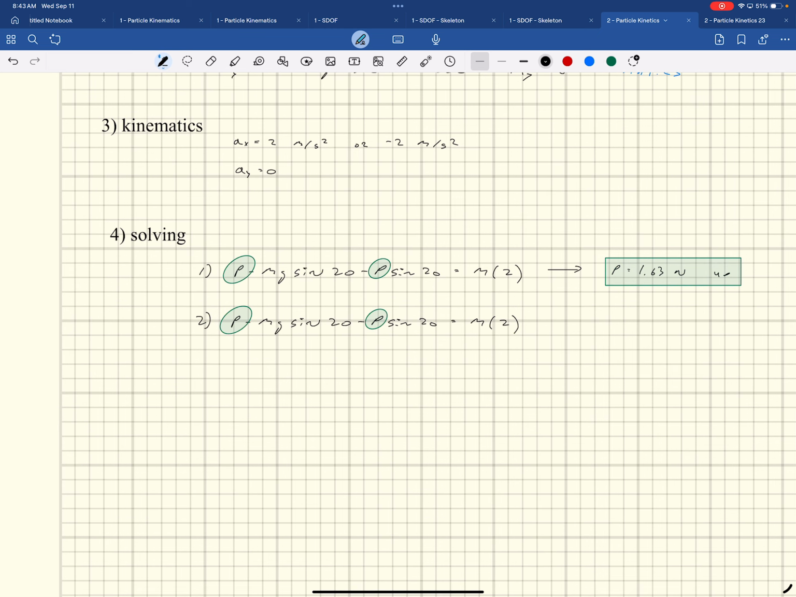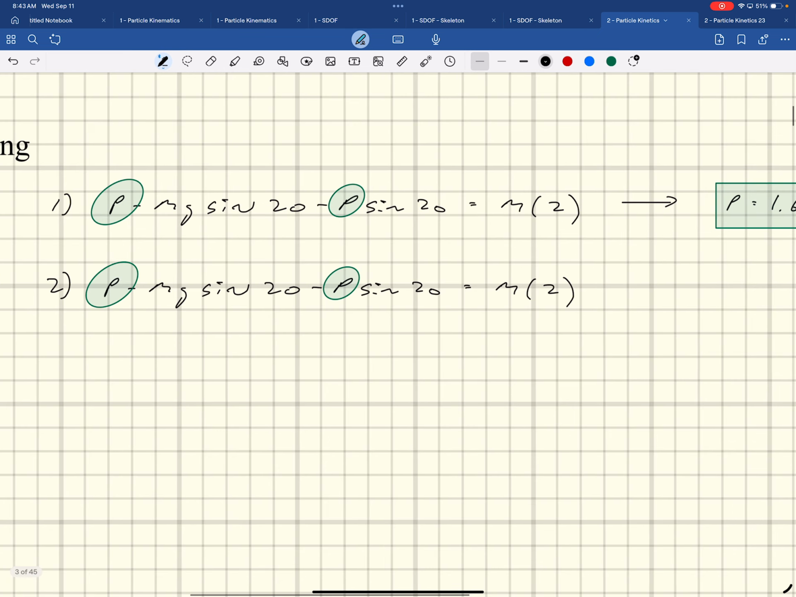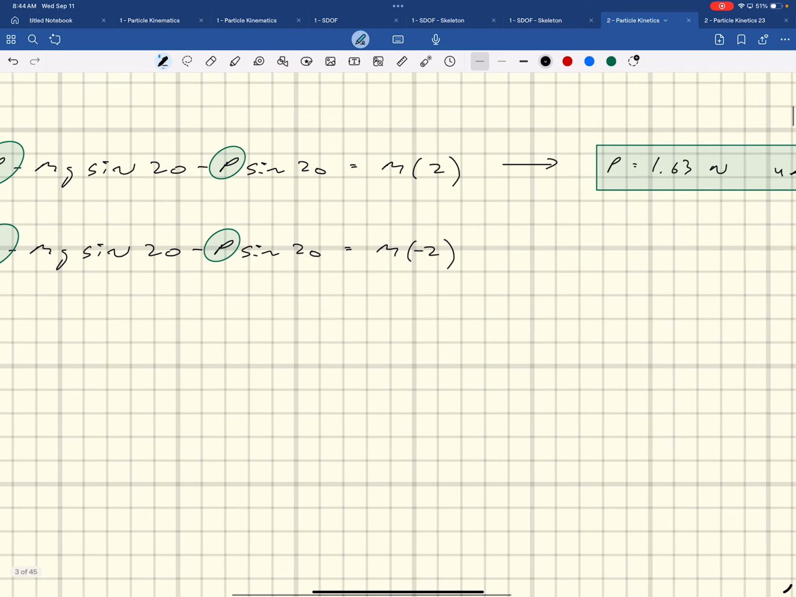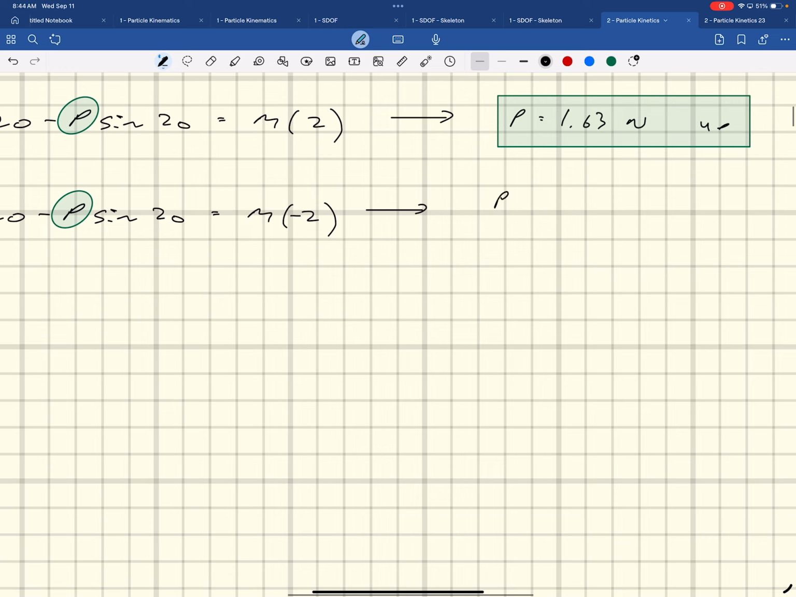And then over here, instead of being equal to 2, you set that equal to negative 2, because it's going to be negative 2 meters per second squared. Okay, and you solve that same equation. Plug that into your calculator, and then you get P is equal to 0.412 newtons down.